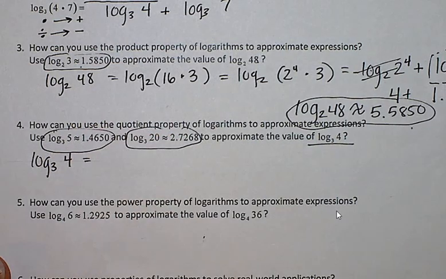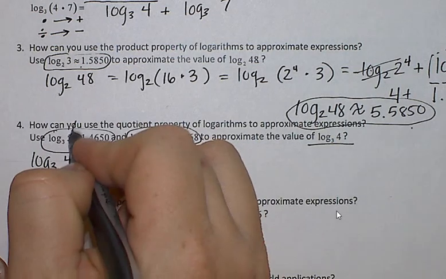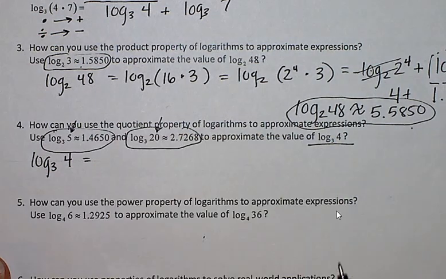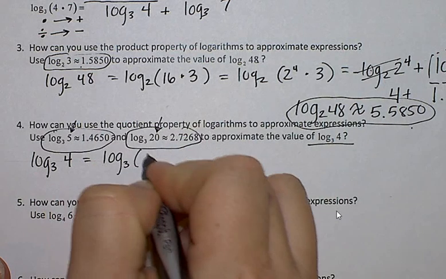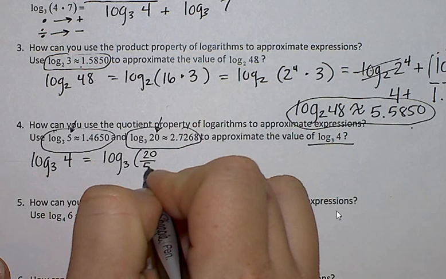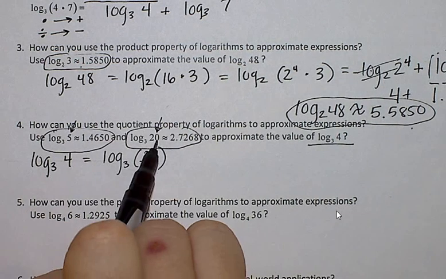Well, how can I rewrite 4, keeping the same value, but using what they provided me? I can go log base 3 of 20 divided by 5. Where am I coming up with those numbers? Why couldn't I take 8 divided by 2, or 16 divided by 4? I have to take what they provide me with, okay?